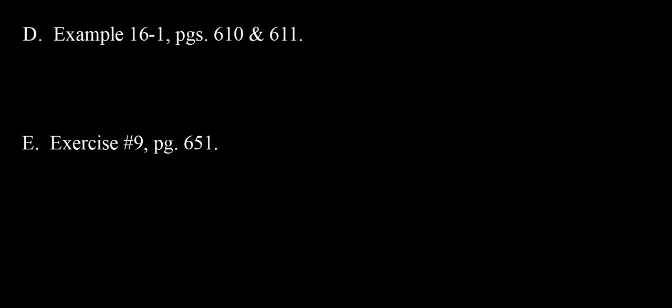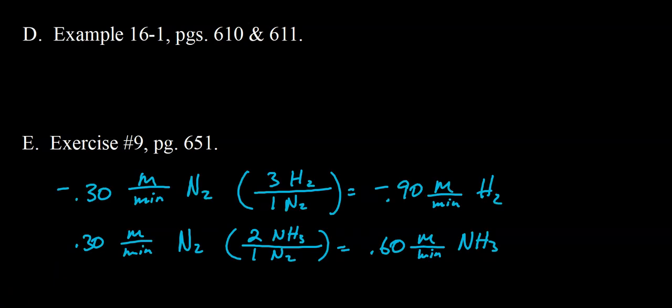All right, try one like that. Number 9 on page 651. Go ahead and pause the video. All right, so we're given the rate of the reaction. And again, this is because there's 1 mole of nitrogen involved in the reaction. This is also the rate of consumption of the nitrogen. And so we can use the rate of consumption of nitrogen to determine the rate of consumption of hydrogen and the rate of production of ammonia, just using the mole ratio from the chemical equation.